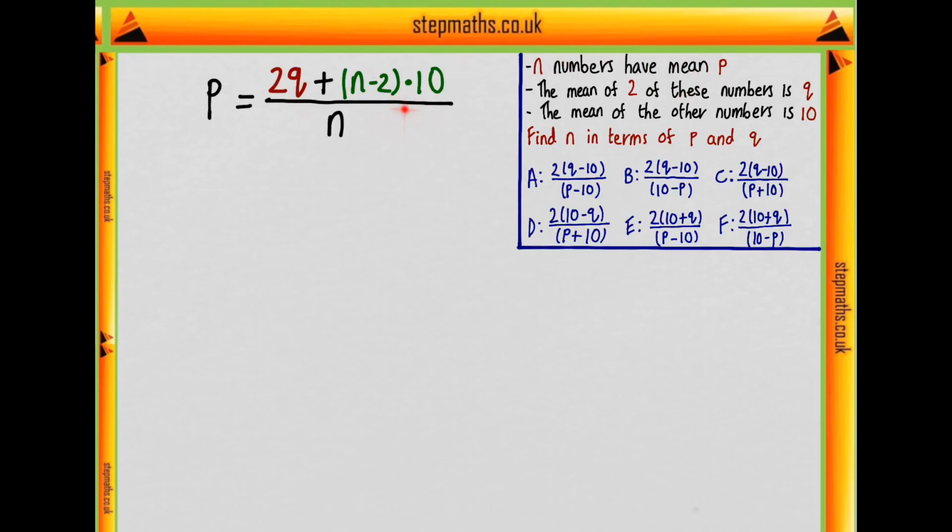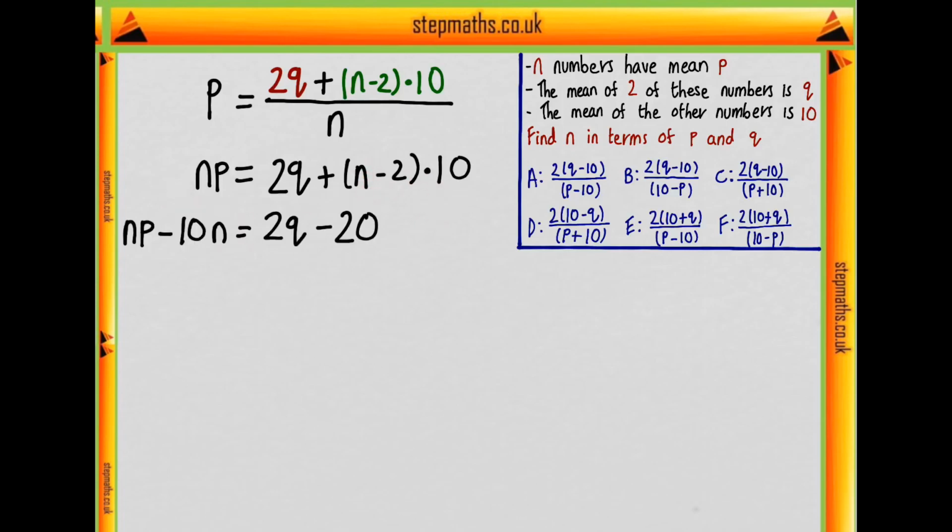And we're nigh on there now, because we've got an expression involving p, q and n, and all we have to do is to rearrange this and make n the subject. So let's times through by n, let's get rid of our fraction. So we start with this, and then get all the n's to one side. So np plus 10n, so minus 10n from both sides, it comes over here, is equal to 2q minus 20.